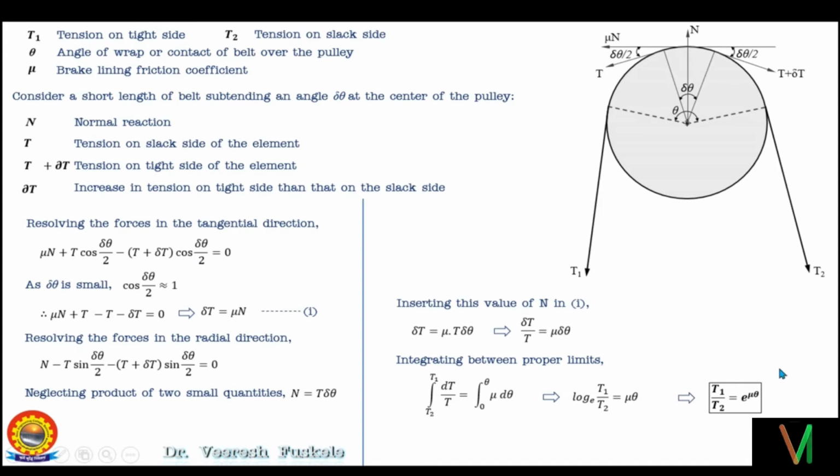This equation we will be using very frequently in the analysis of band brakes. I should also mention here that if the rotation is counterclockwise, then this side will be the tight side, T1 will be here, and this side will be the slack side, that is T2 will be here.